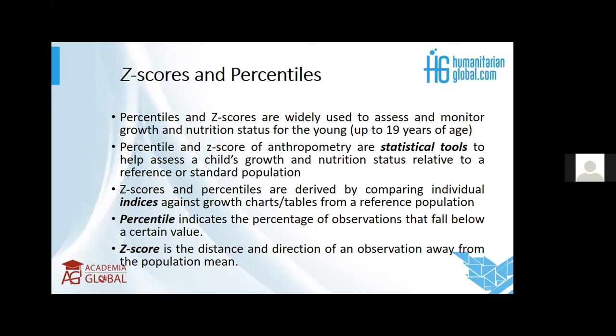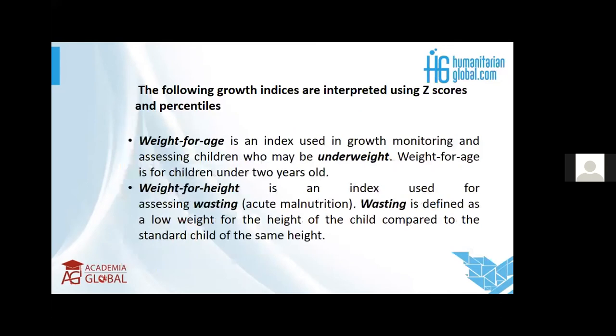We have a whole session that can polish up your skills on how to use Z-scores and percentiles in another session, because we cannot cover it here, but just understand for now that we use them. And when we use them, we are able to classify the indexes.